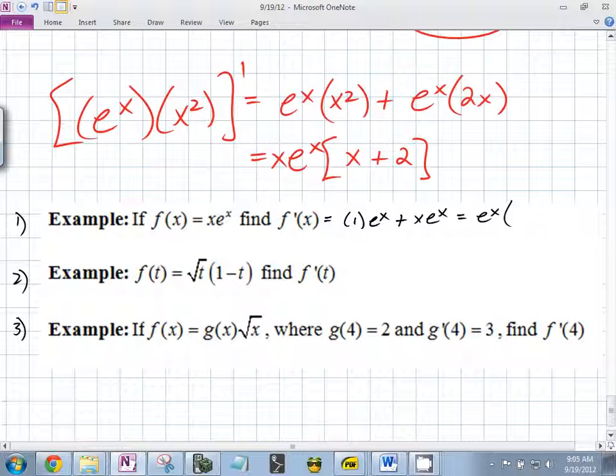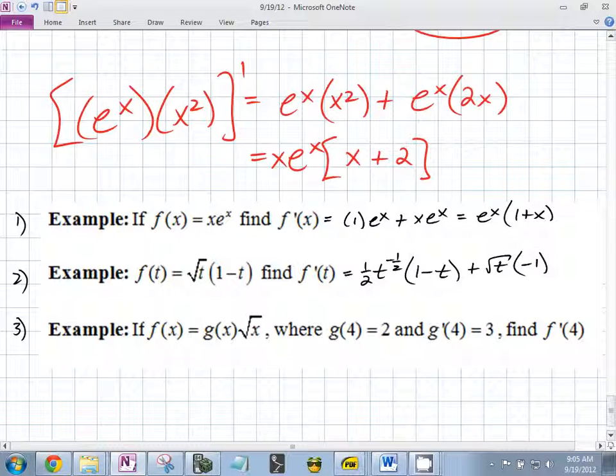E to the x times what, 1 plus x? Yeah, you'll see it like that. What about this one? The derivative of the first. What's the derivative of the square root of t? 1/2 t to the, yep, times 1 minus t, plus the first times the, what's the derivative of 1 minus t? Yep. And you can definitely clean that up if you want, but I'll leave it like that.